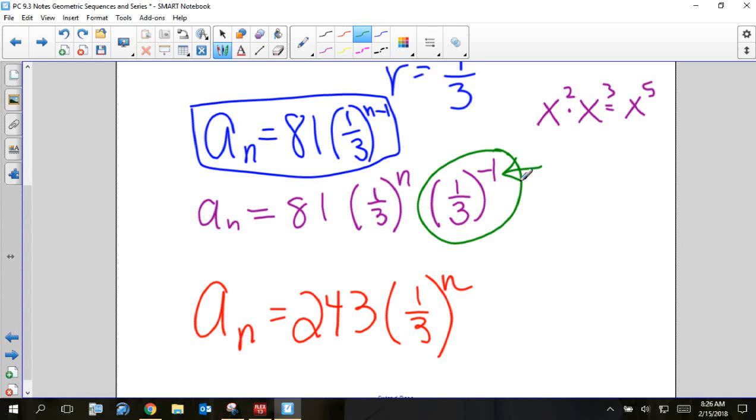3 times. Right? You reciprocate whatever the negative exponent is on. So that becomes 3. So we've got 81 multiplied by 1/3 to the n, and then multiplied by 3, which is why they took their 81 times 3 and got 243. Pretty easy.